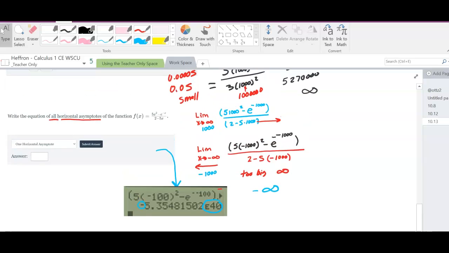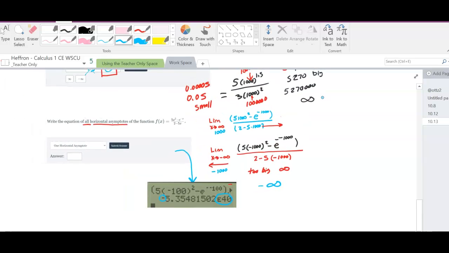So in this case, I had the answers of infinity and negative infinity. So that means my graph is looking something like this, and there are no asymptotes. So we would put none in there in our drop-down menu.